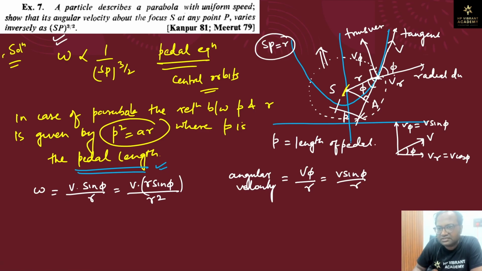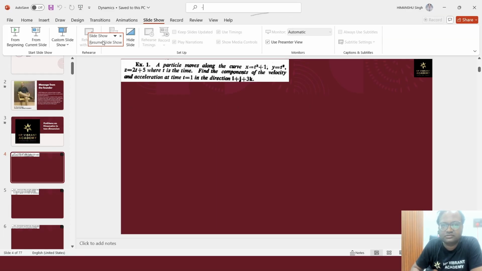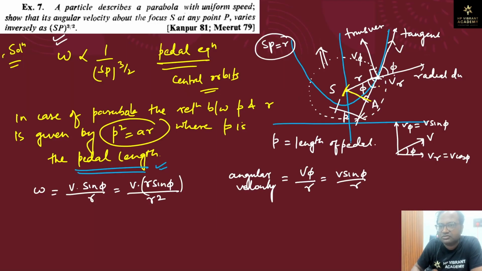Let us look into this triangle. This is r, this is phi. So this will be r sin phi, which is equal to small p. So this will be equal to Vp upon r square. So the angular velocity is Vp upon r square.